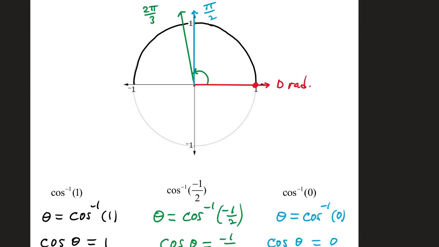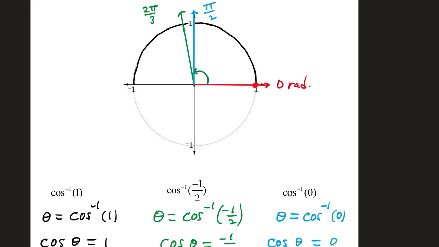Okay, so at the bottom left of your screen, we have cosine inverse of 1. The way you interpret this is you're looking for the angle that has an x-coordinate of 1 from the unit circle. I highlighted this in red. 0 radians, if you look on your unit circle at 0 degrees or 0 radians, you will find an x-coordinate of 1. Cosine is tied to the x-coordinates.